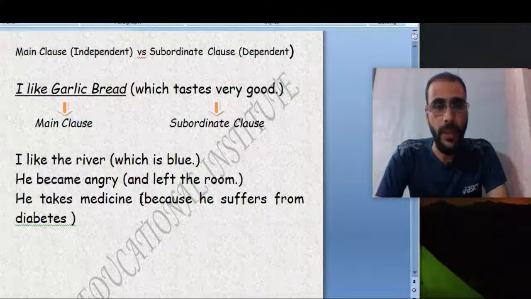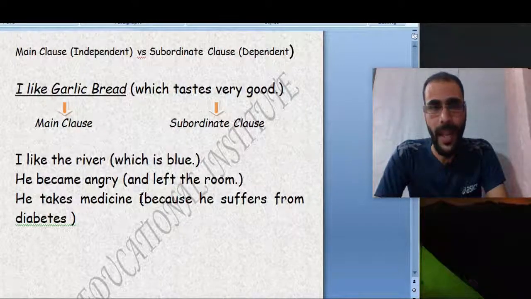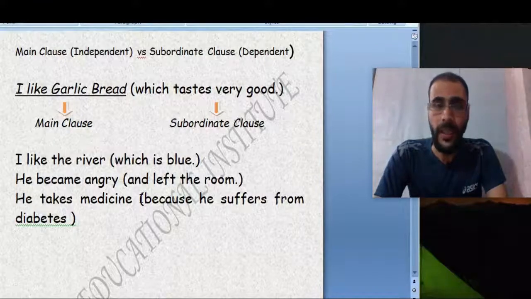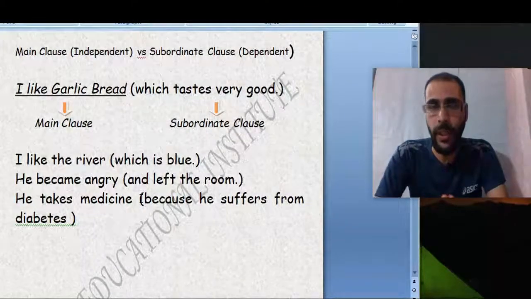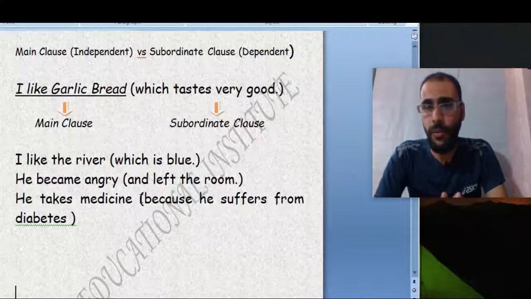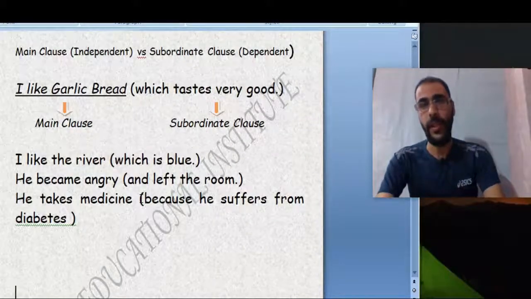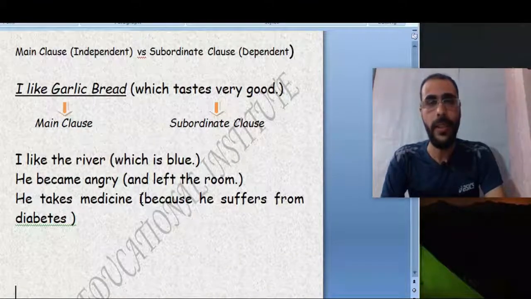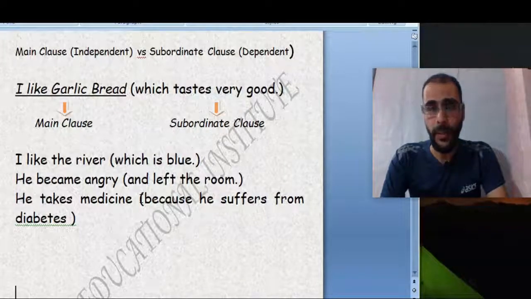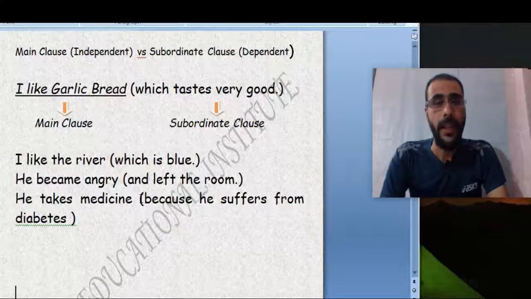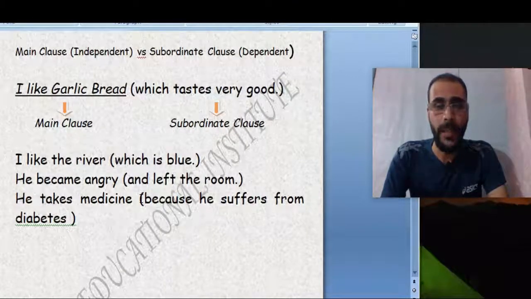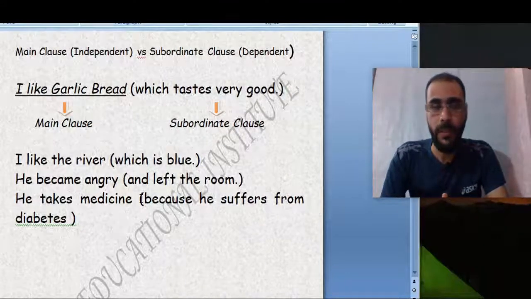Another example, he became angry, complete sentence, and left the room. ये हमें additional information देता है उसके मुतालिक, but and left the room cannot stand alone as a sentence. ये हमें अकेले कोई meaning नहीं देता है. It is dependent on he became angry. That is main clause.